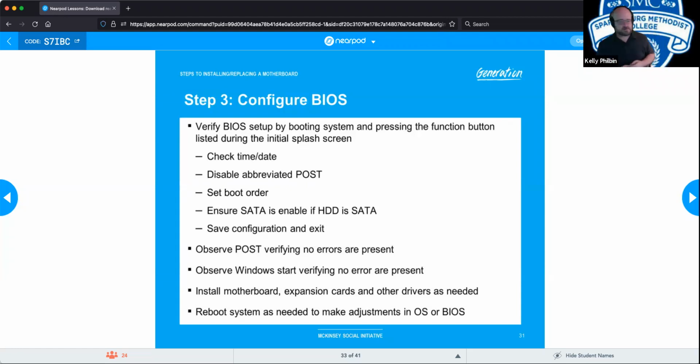Yes, Mark. Would you recommend changing the CMOS battery at the same time as changing out the motherboard?